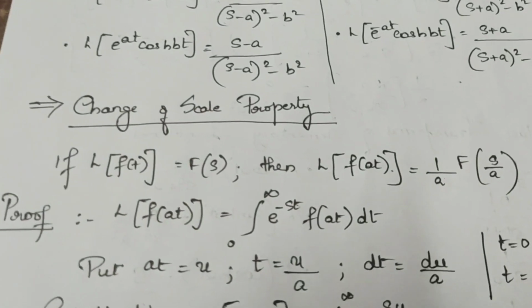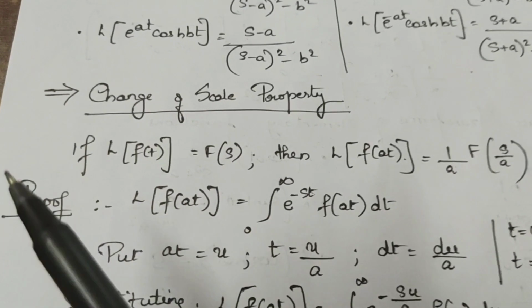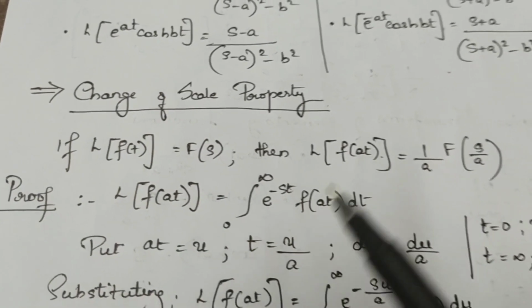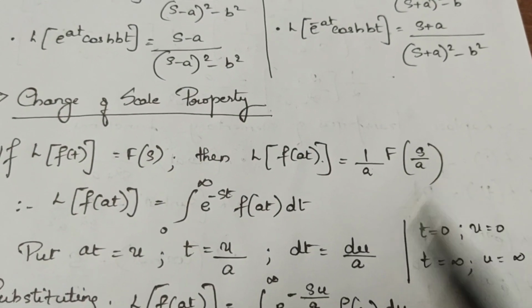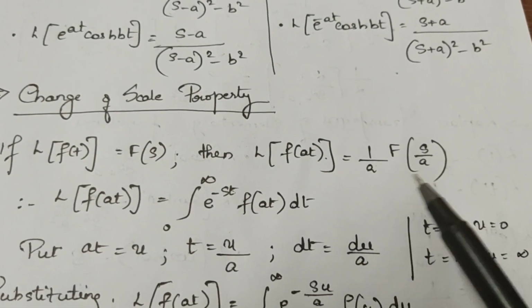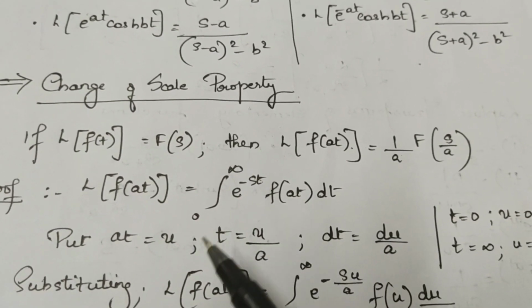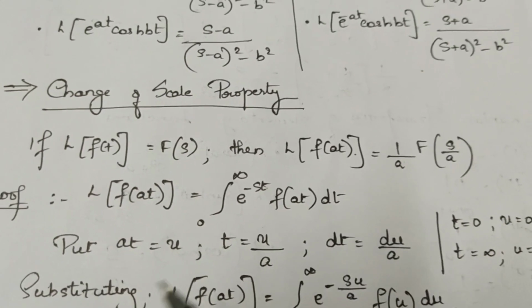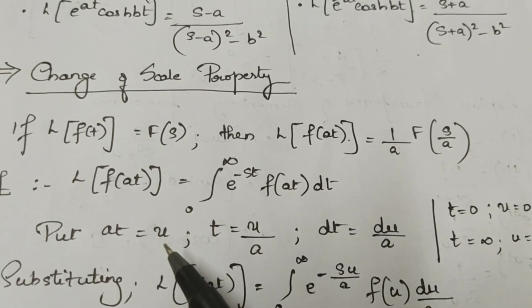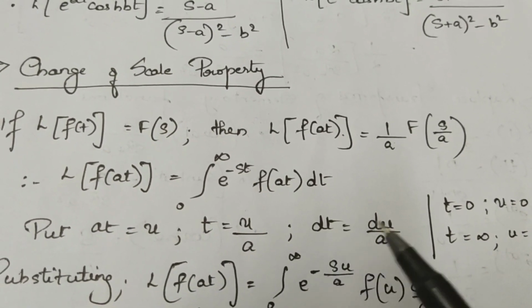There is another property known as the change of scale property. It states that if Laplace of f of t equals F of s, then Laplace of f of at equals 1 by a F of s by a. Let's see how we got this formula. Laplace of f of at equals integral 0 to infinity e raised to minus st f of at dt. Now let's put at equal to u. Then t becomes u by a and dt becomes du by a.